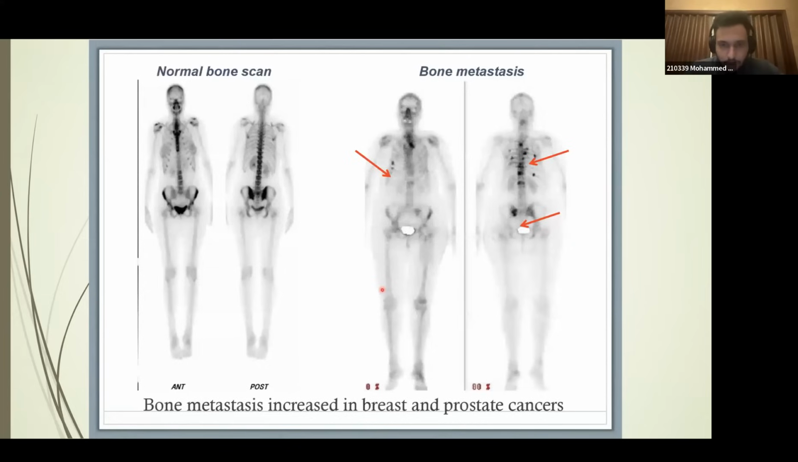Now for bone, what do we use for bone in nuclear medicine? Very close, I'll give it to you. MDP. Yes, MDP. So yes, no worries. This is showing bone metastasis.